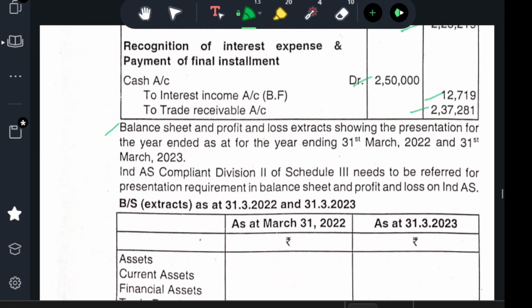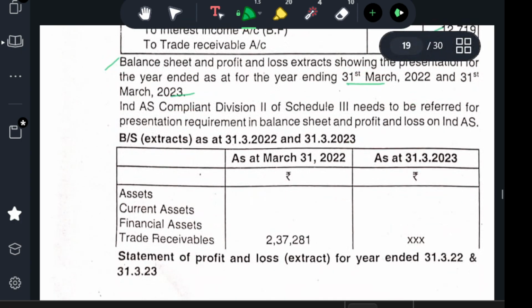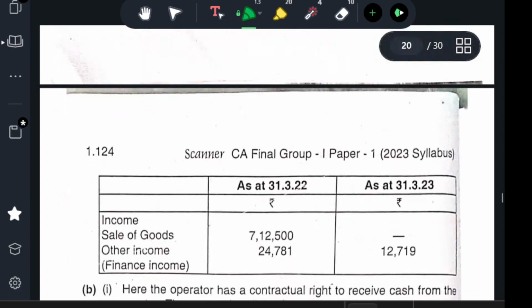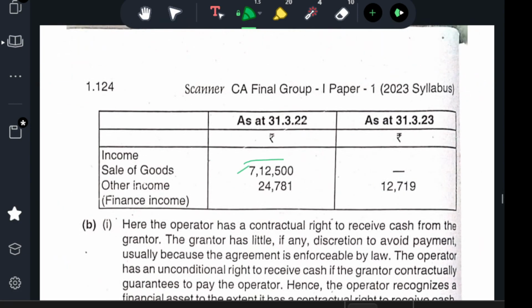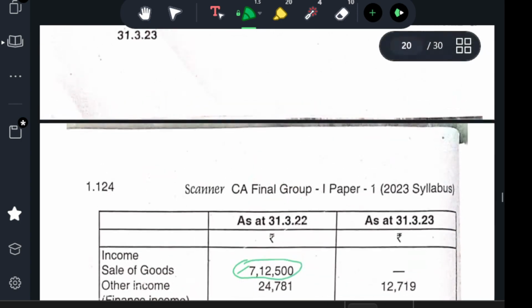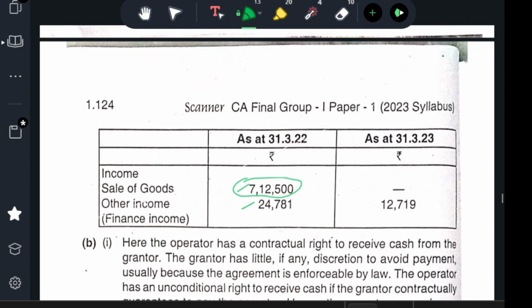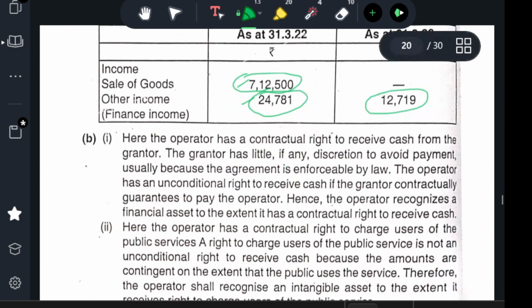The balance sheet and profit and loss are extracted for the years ending 31st March 22 and 31st March 23. As per Ind AS compliance, Division 2 and Schedule 3 need to be referred to for the presentation of the balance sheet and profit and loss account. Income: sale of goods 7,12,000, total sale will be 7,12,000. But in the next 2 years we will consider income from other sources, 24,741 and 12,719 as interest income.